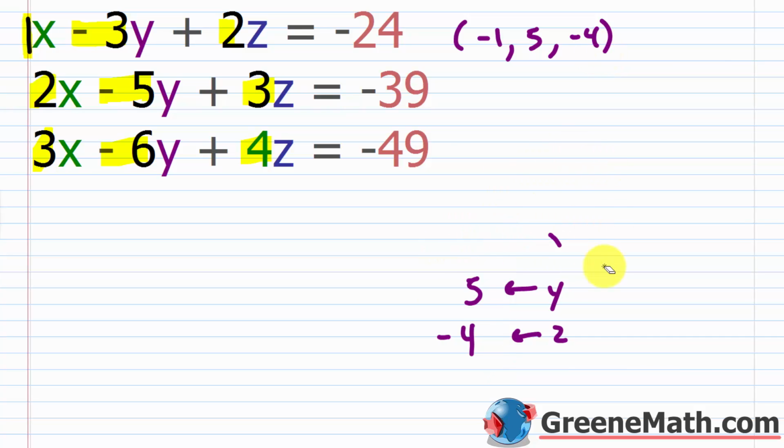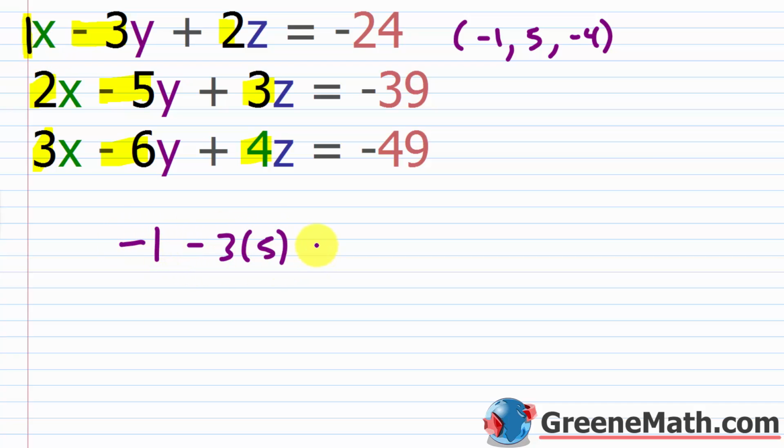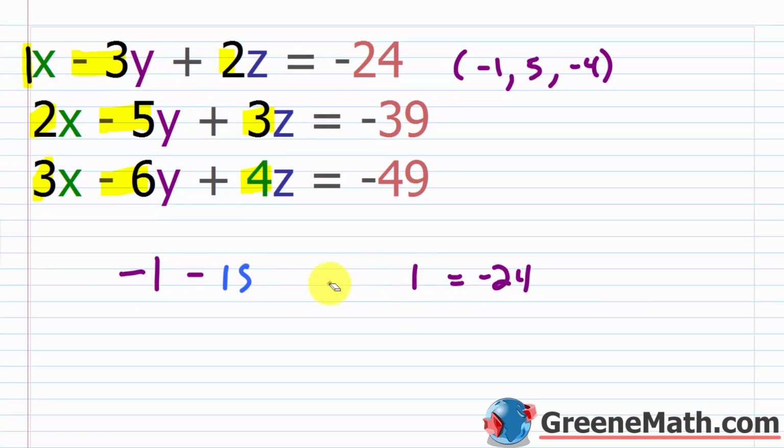Okay, and we can check this real quick to make sure we didn't make a mistake. In this first one, you'd have negative 1 minus 3 times 5, then plus 2 times negative 4, which should be equal to negative 24. Well, if I do my multiplication first, this is 15, and this is negative 8. So you can say that you have negative 1 minus 15, which is negative 16, minus 8, which is negative 24. So this one's good.